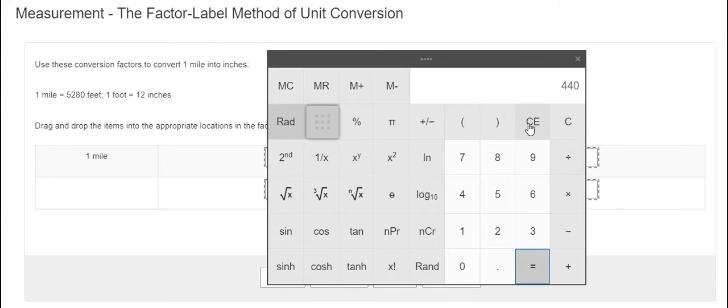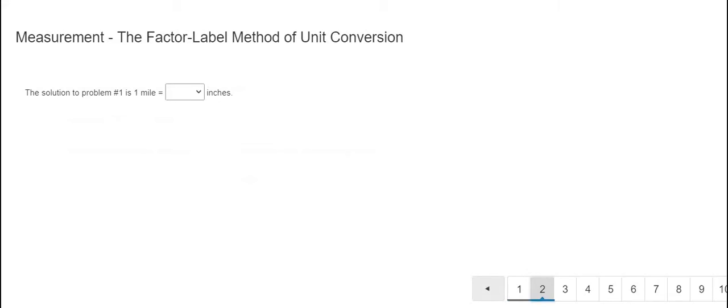That can't be right. Let me try that again. Okay, 5,280 divided, not divided by. Let me go back. Okay, 5,280, Mr. Chevry makes a mistake, times 12. This is better. Okay, so the answer actually is 63,360. So there are 63,360 inches in 1 mile. Okay, let's do the next problem. Actually, the next problem is the solution problem number 1.